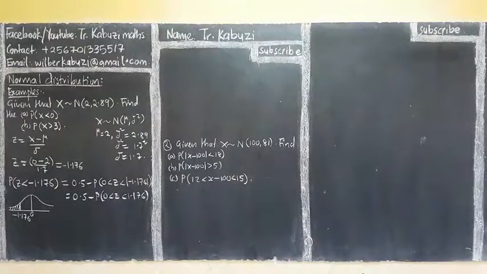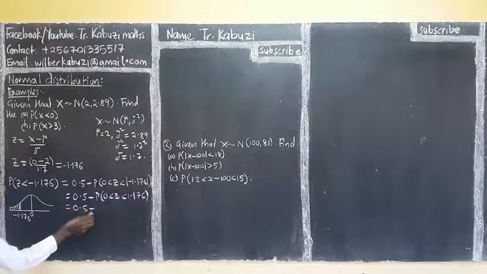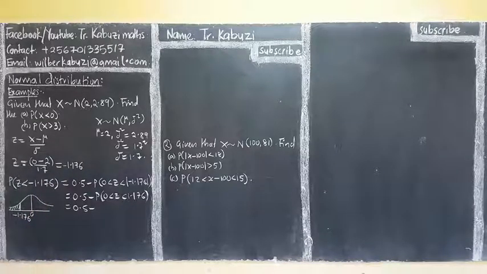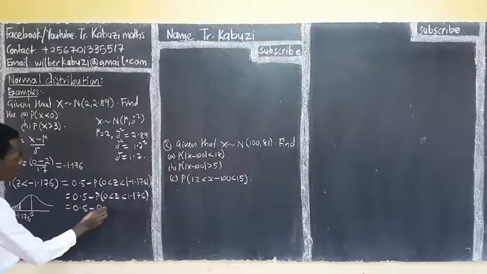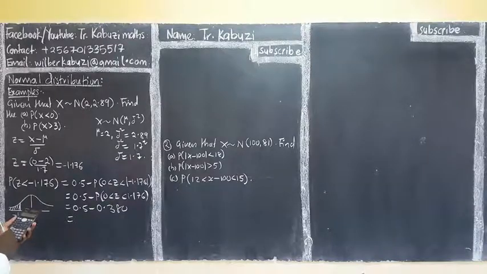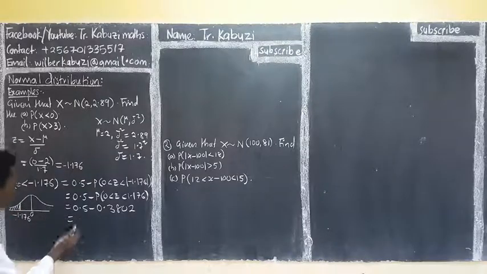So now we shall have this as 0.5 minus. When we read that probability, let me first make some additions there. We add 3790 and then the 12 we were adding, and this one is 0.3802. Then you subtract that: this is 0.5 minus 0.3802.